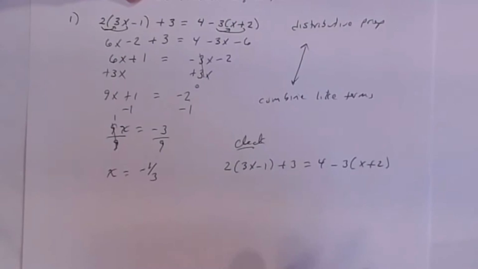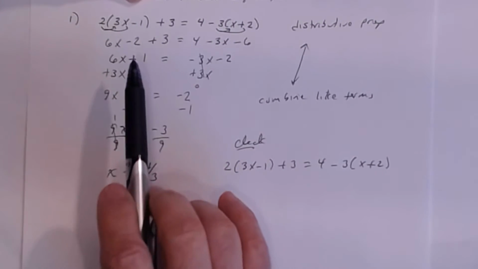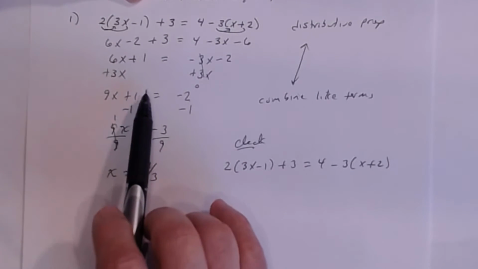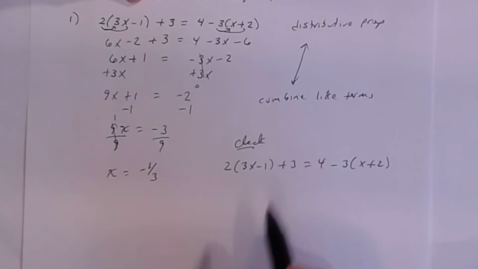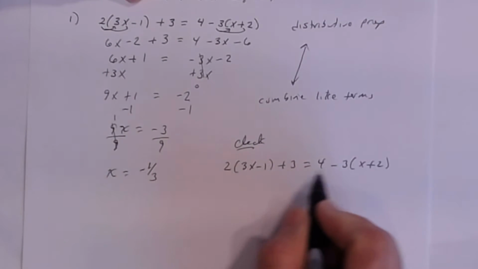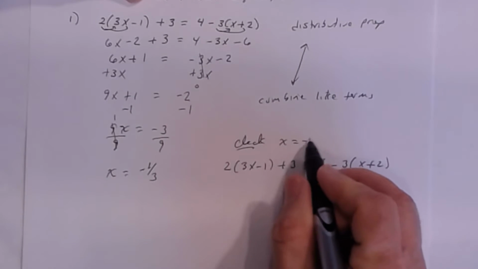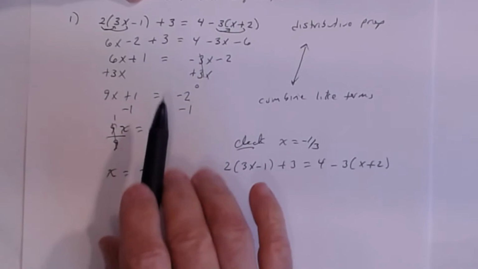All right, always go back to the original. Don't go back to any of these other equations that you see. Even though they are equivalent, I could have made a mistake somewhere along the way. So always go back to the original. All right, in place of x, I'm going to substitute negative 1/3.